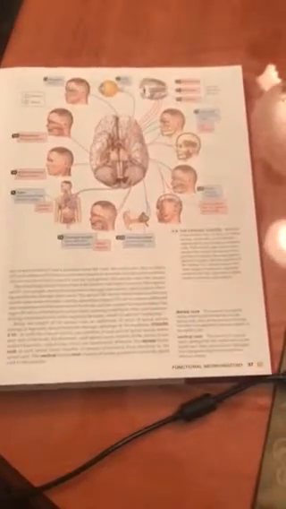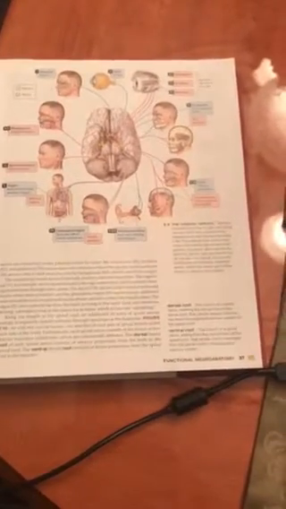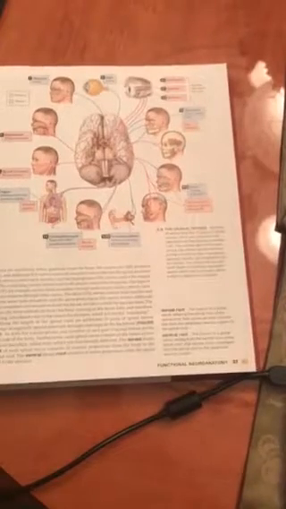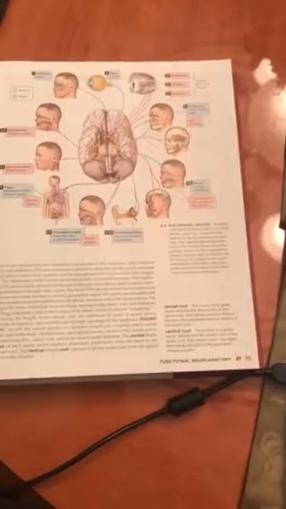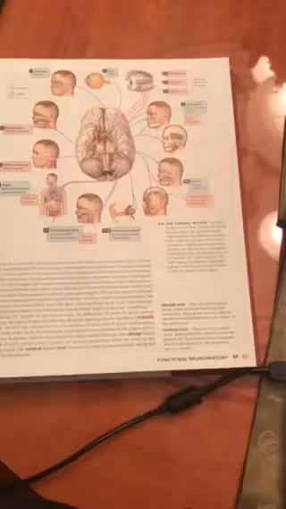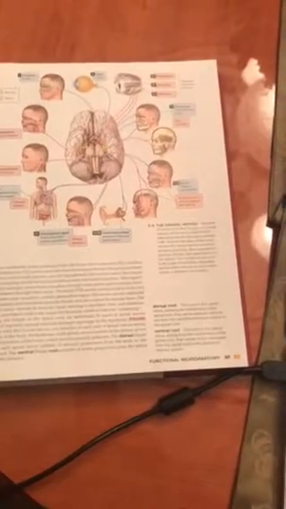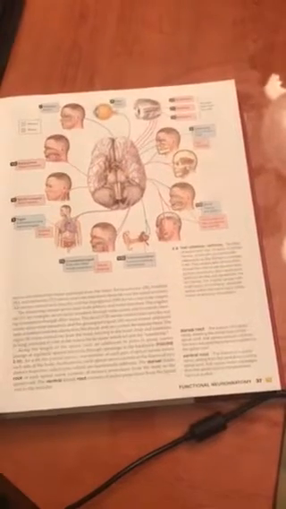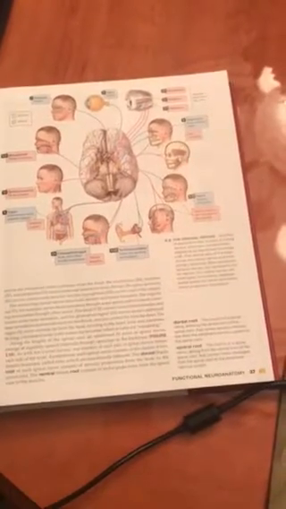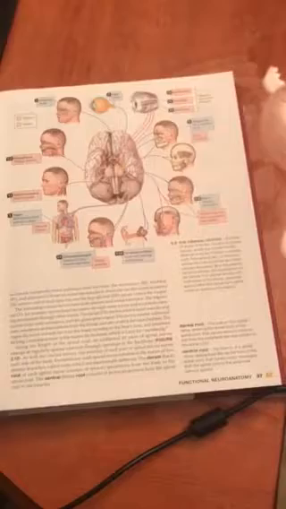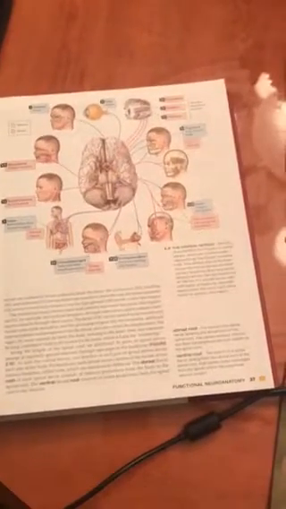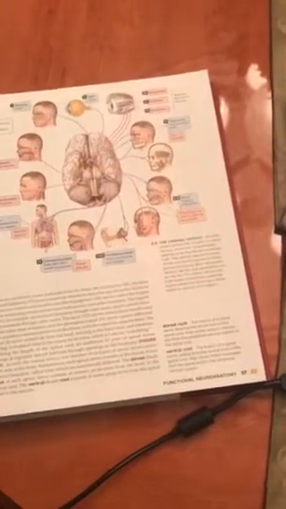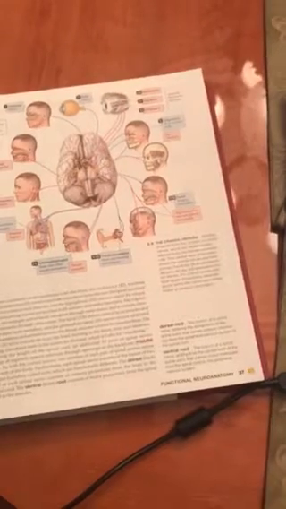There are 5 pairs of cranial nerves that are motor pathways: the oculomotor, the trochlear, the abducens, spinal accessory nerves, and hypoglossal nerves. And now these pairs of nerves have both sensory and motor pathways: trigeminal, facial, glossopharyngeal, and vagus.